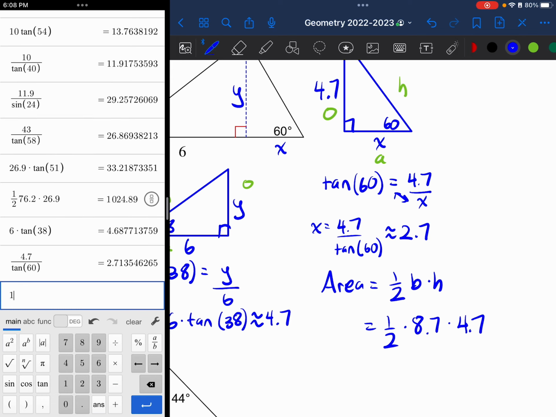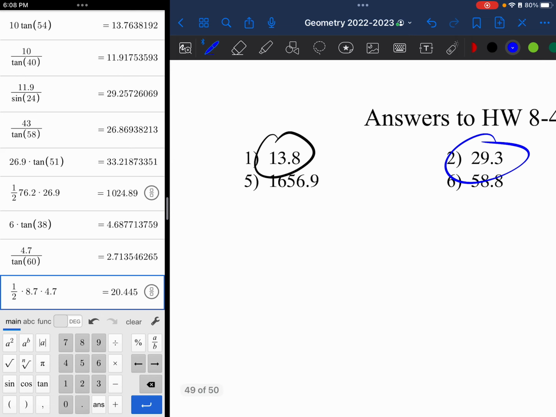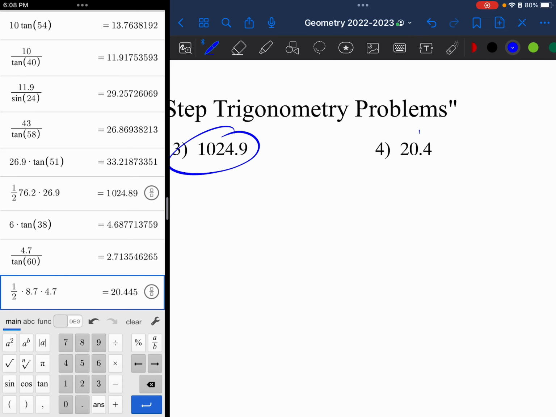And I get 1/2 times 8.7. Not divided by, but times 4.7, and I get 20.4. This is equal to 20.4, and box it. Let's see if we got it right. 20.4. Excellent.